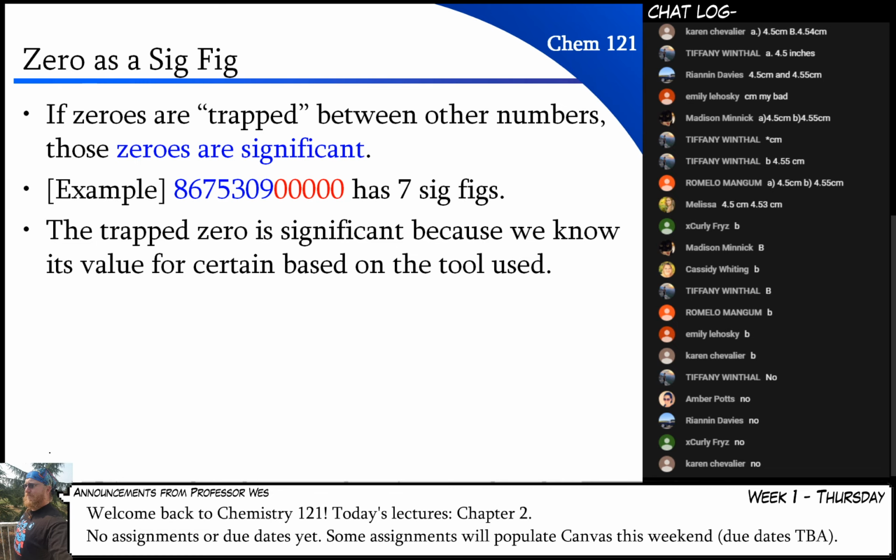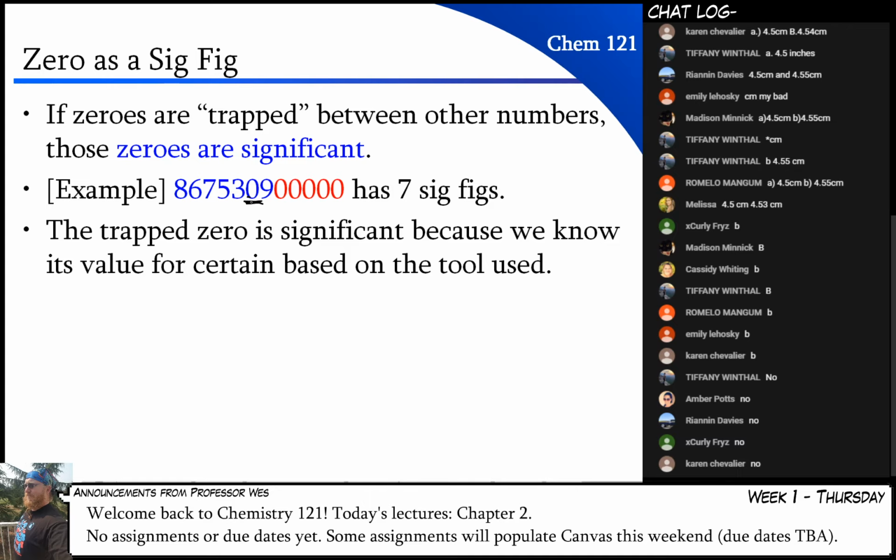Oops. So whenever you have a 0 that is stuck between two numbers, if those numbers are sig figs, the trapped 0 is a sig fig also. Okay. So any numbers that are sandwiched in there will always be counted.